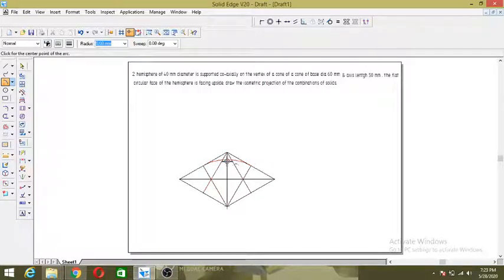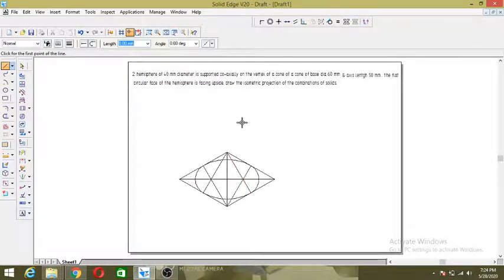Then again, same thing you have to do from this corner. Take this as the center. See, observe here, now I am getting an intersection mark there. Again, this is the radius. So join this. This is the center of the arc. Again, join this. So this is the base. Then after that, join.